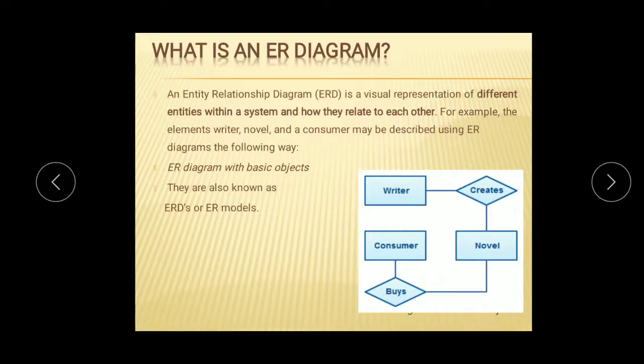An entity relationship diagram or ERD is a visual representation of different entities within a system and how they relate to each other. For example, the elements writer, novel, and a consumer may be described using an ERD diagram like the following way in this figure.